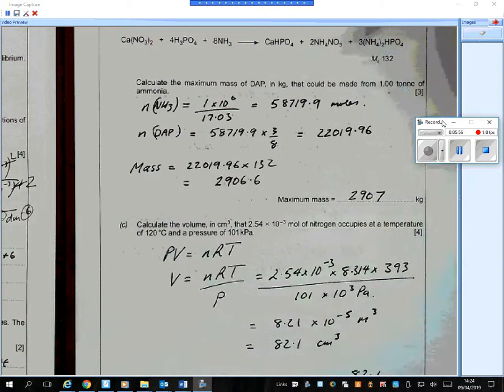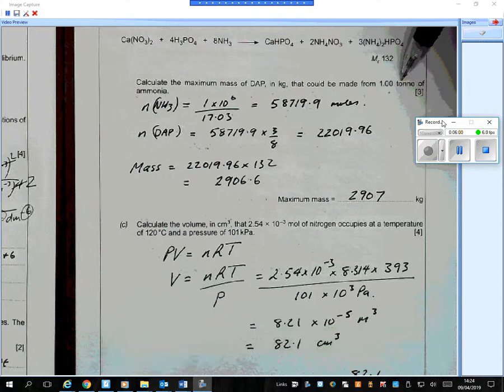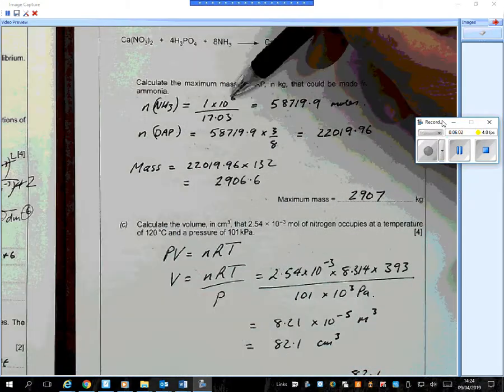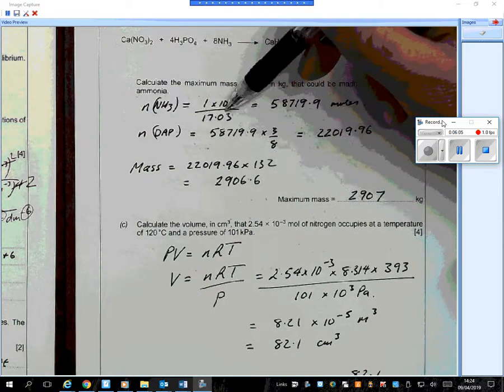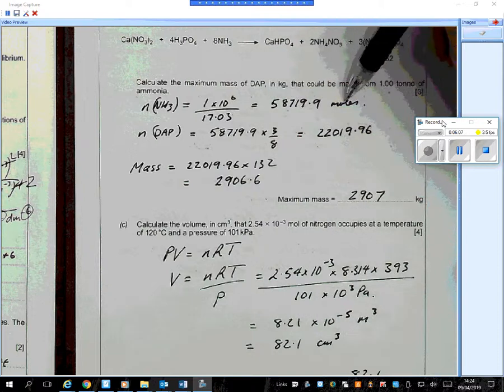Okay, so we've got 1 ton. Now we've got to change that into grams. That's 1 times 10 to the 6. Divide by the MR, and that gives me a huge number of moles.